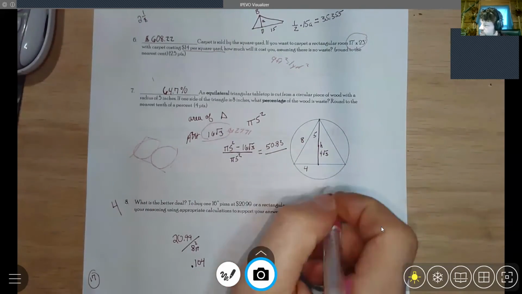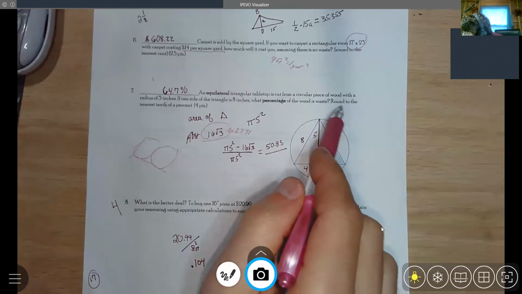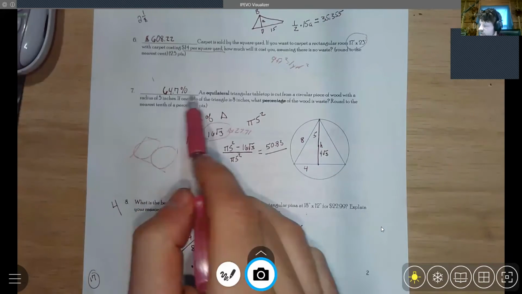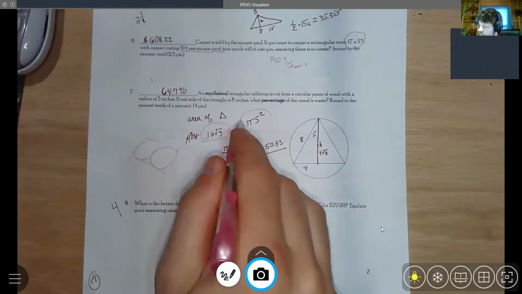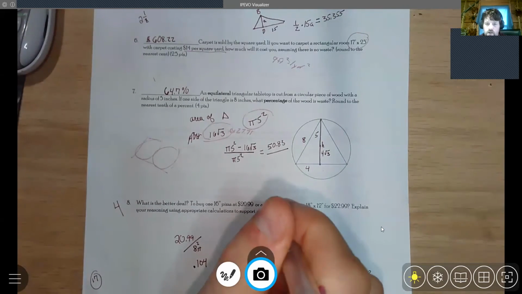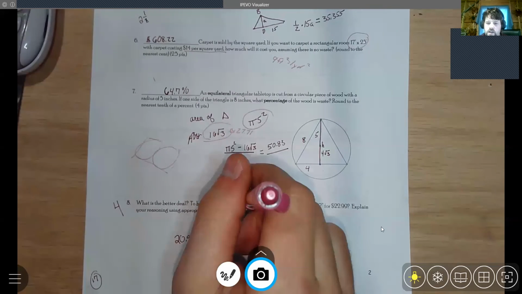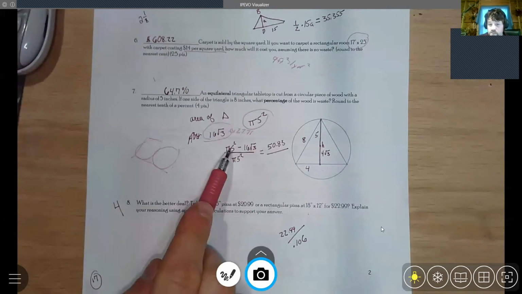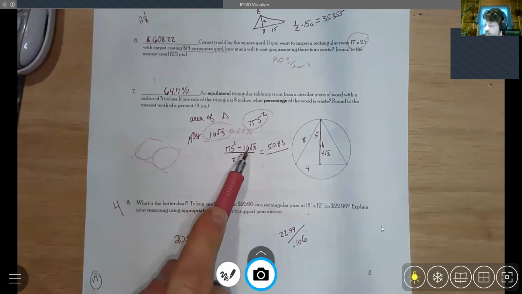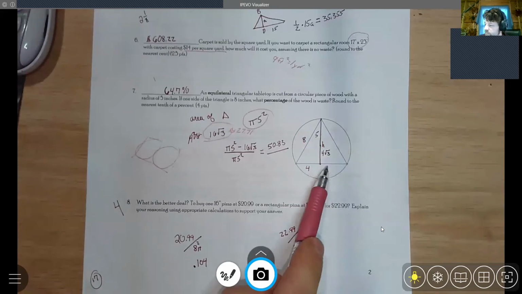And then I found the area of the circle. That's just pi r squared. So we're told radius of 5 inches. So 25 pi, that's your area of the circle. Now we're looking for what percentage of wood is waste. So what I did is I took the area of the circle and I subtracted the area of the triangle. So that's going to give me the waste, right?